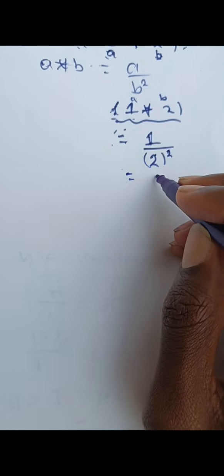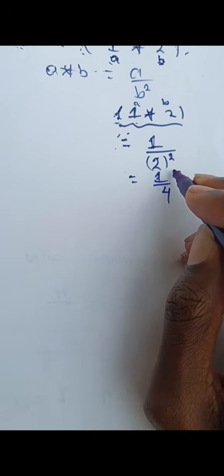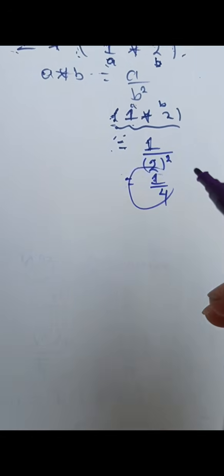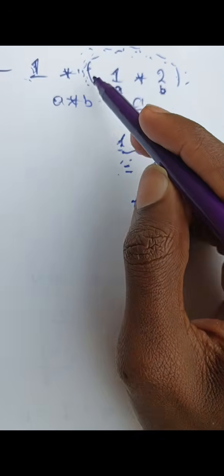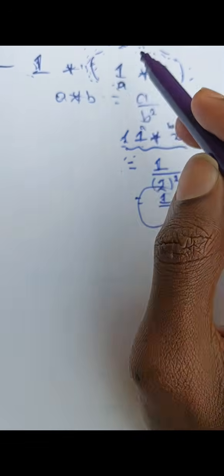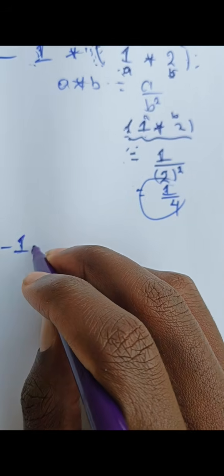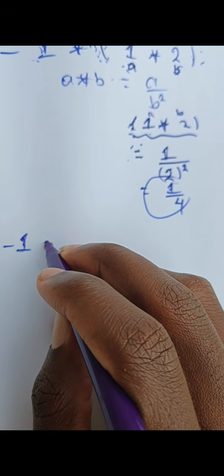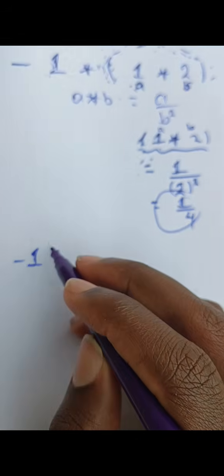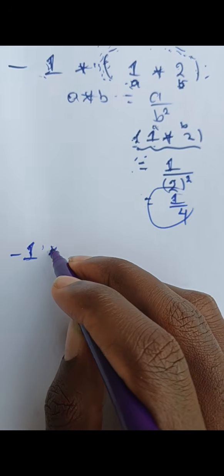Okay, so we have 1 over 4. This 1 over 4 is not the final answer. It's the value that I'll substitute here. I'll put it here, meaning that I'm now going to have -1, and this is having 2 marks. Okay, let me finish, then I'll say what I want to say.